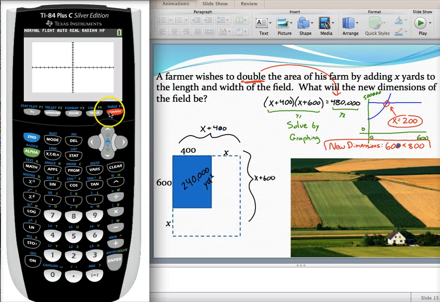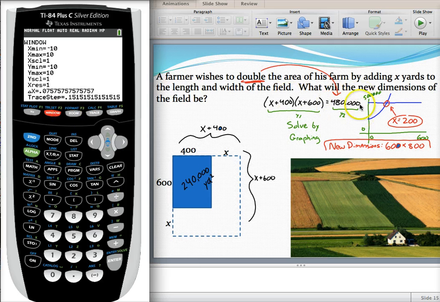So what I need to do is first adjust my window so I can find an intersection. Because I know that this side of my equation is going to be that horizontal line, I know my y max needs to be at least that high to see that horizontal line. So I'm going to make my y max a little bit higher. I'm going to go 500,000. Okay. And if I try that window, let's see if I see anything. I've not changed my x's yet. So let's see if I see an intersection point.